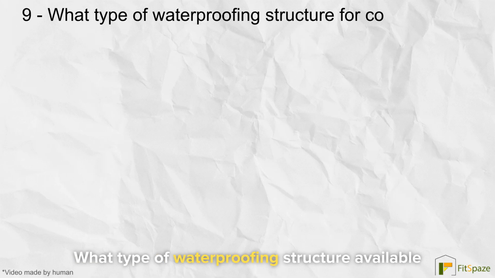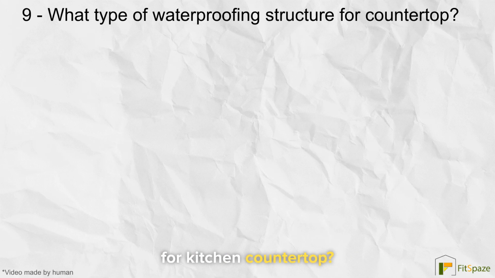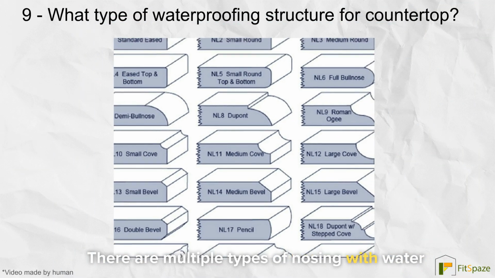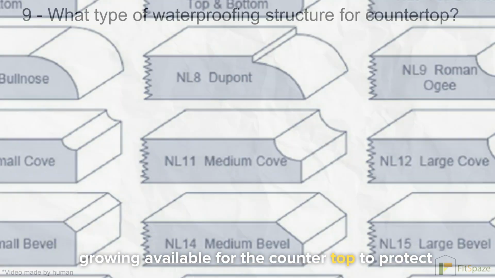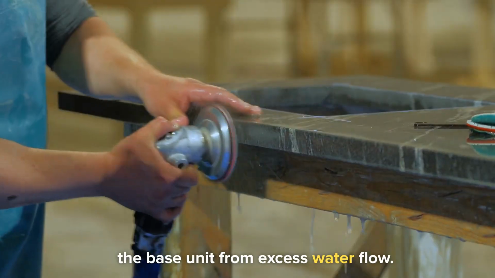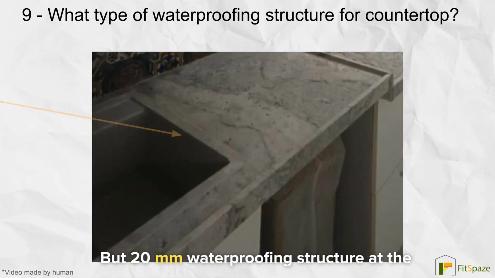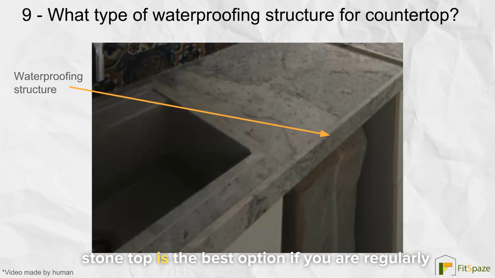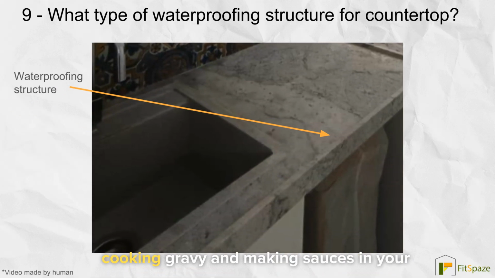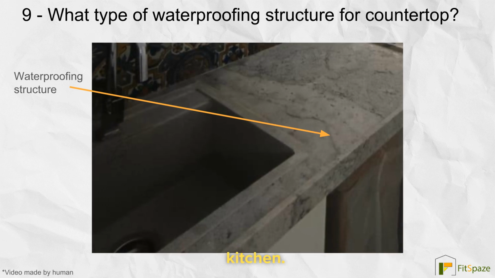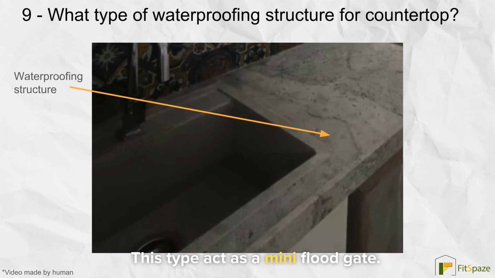What type of waterproofing structure is available for kitchen countertop? There are multiple types of nosing with waterproofing available for the countertop to protect the base unit from excess water flow. But 20 mm waterproofing structure at the stone top is the best option if you are regularly cooking gravy and making sauces in your kitchen. This type acts as a mini floodgate.